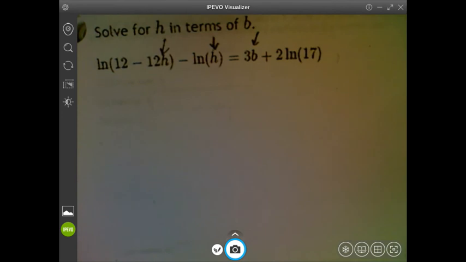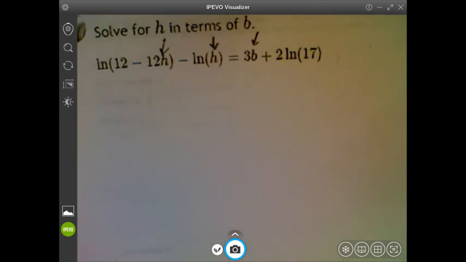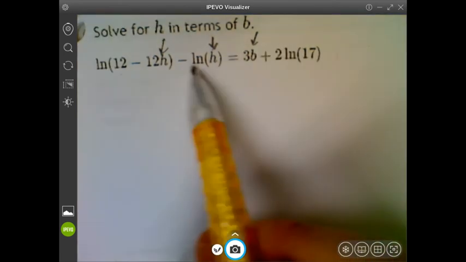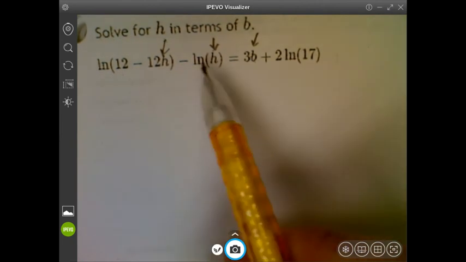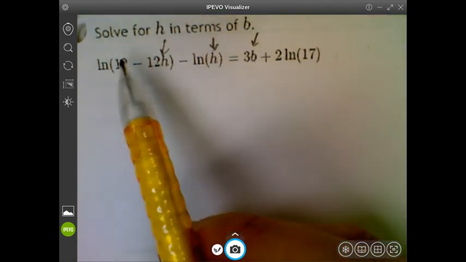Oh, there's another h right here. I didn't even see it. Ooh, multiple h's. That might make this harder. All right, so let's see what we can do here, given that there's a ton of natural logs and there's 4 terms and there's just a lot going on.